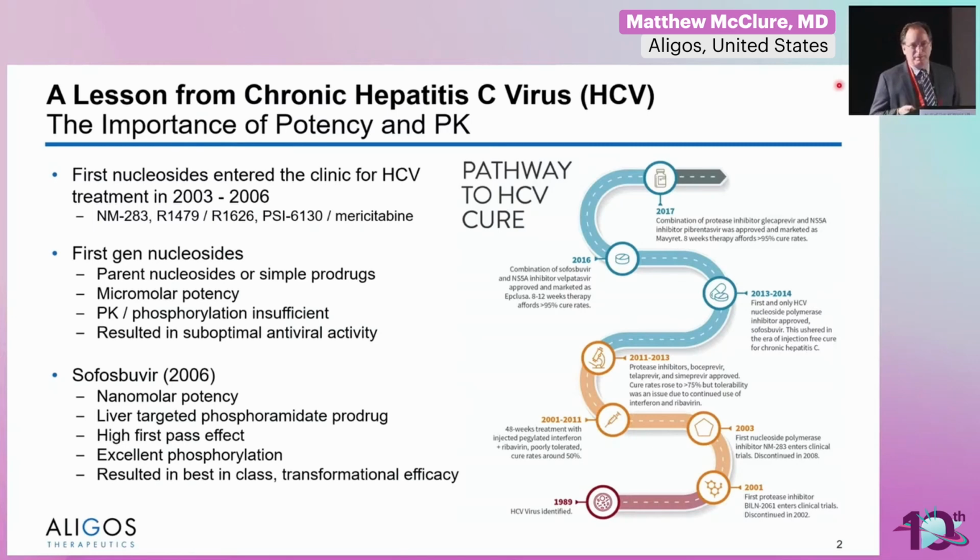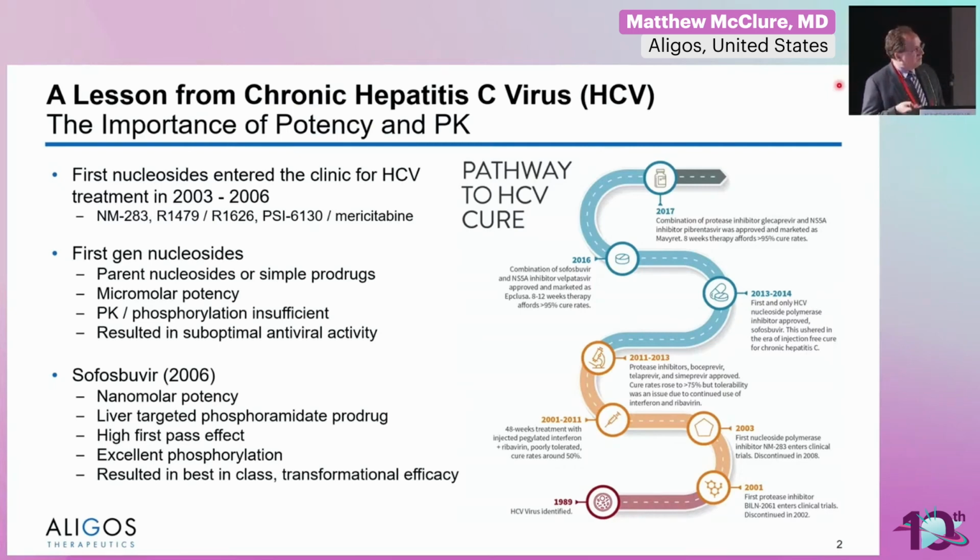What was the big difference with sofosbuvir? There were really two major things. Number one was it was a much more potent compound. It had nanomolar potency. But in addition to potency, it was also able to be concentrated heavily inside hepatocytes. That was because it had a phosphoramidate prodrug, so it was easily phosphorylated. It had a high first pass effect.